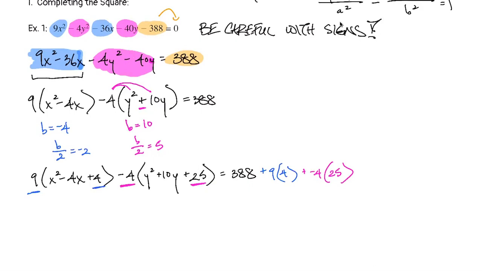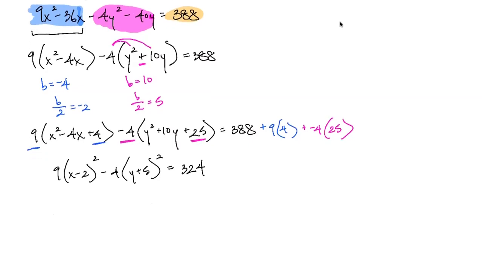So we're going to get 9 parentheses x minus 2 squared minus 4 parentheses y plus 5 squared equals, and we should get 324 on the right hand side. Okay. Sometimes these numbers are a little bit bigger. Don't panic about it. It'll be fine. All right. Last thing I'm going to do is divide both sides by that 324.